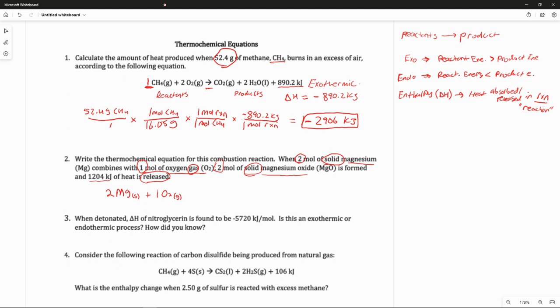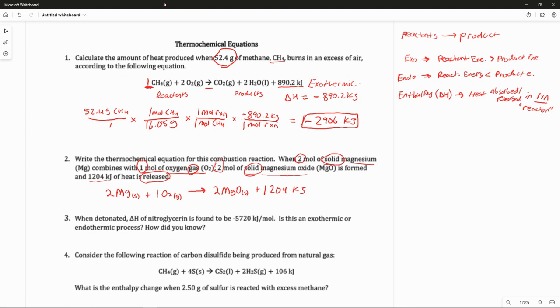And when these two combine, so we have the arrow, 2 moles, so we put 2 moles of solid magnesium oxide, MgO, parentheses S, is formed, and 1204 kilojoules of heat is released. All you got to do is put 1204 kilojoules, and that is your reaction.